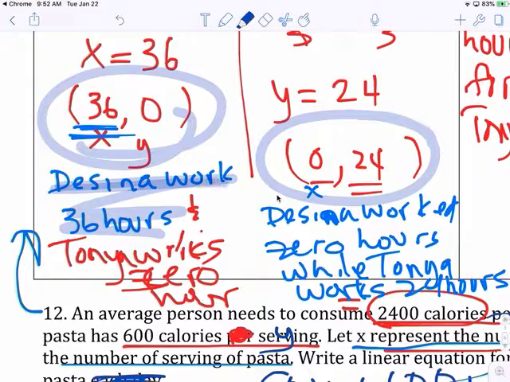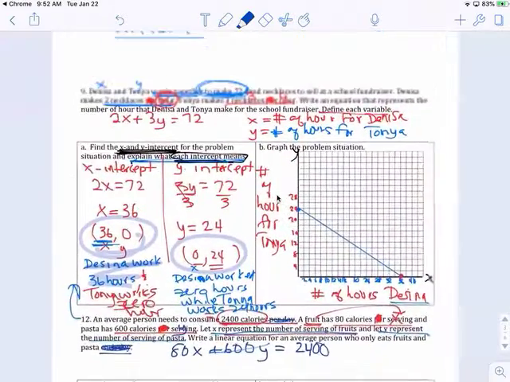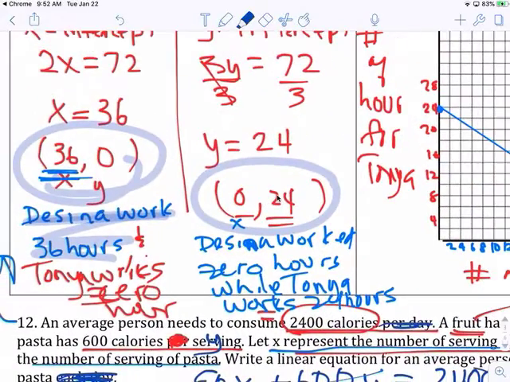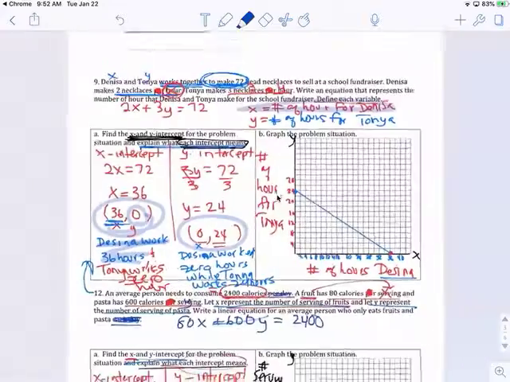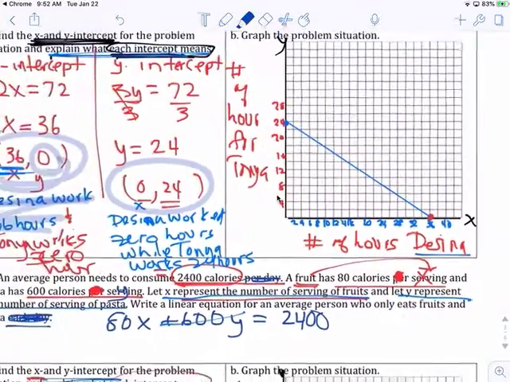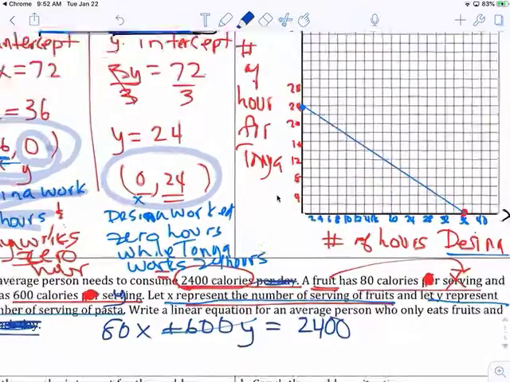So Denisha worked 36 hours because x represents Denisha's hours, and Tanya worked 0 because y represents Tanya's line. And then you graph it, make sure you number it right. Same thing here.